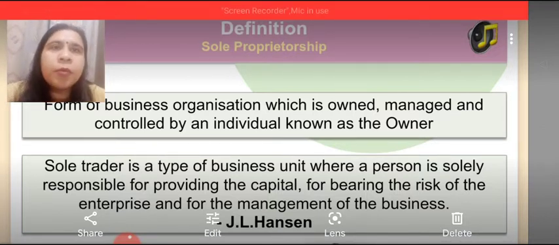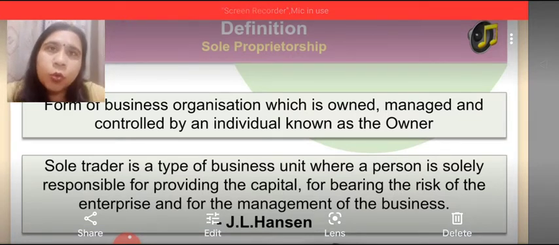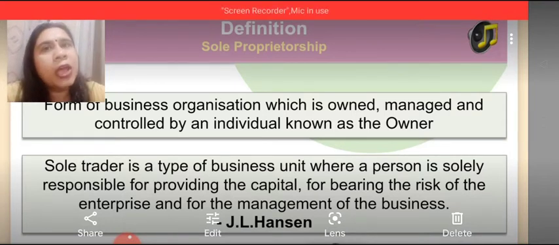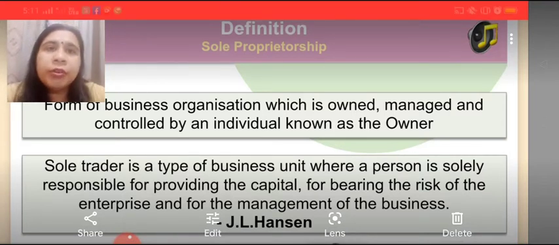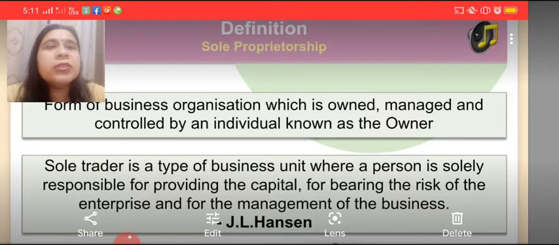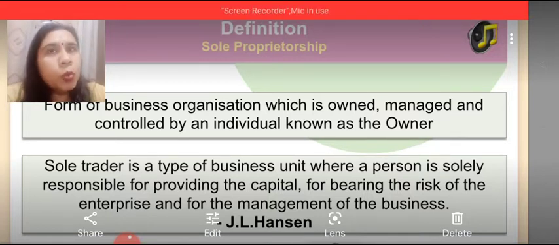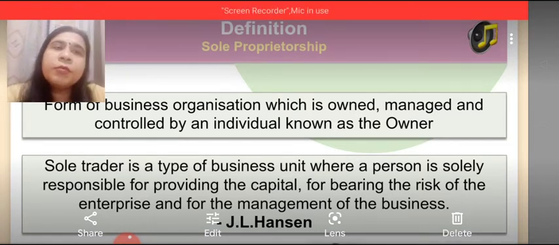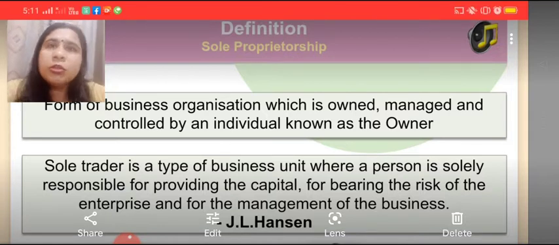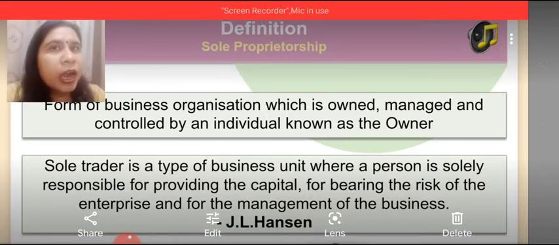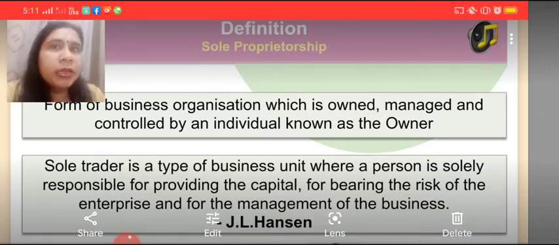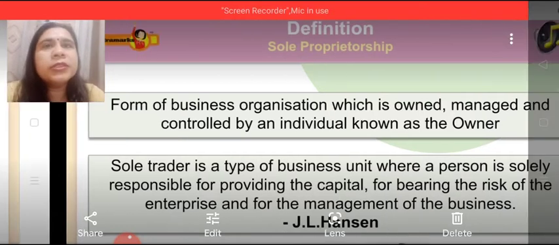So this is that form of business organization which is owned, managed and controlled by an individual who is known as the owner. A sole trader is a type of business unit where a person is alone solely responsible for providing the capital, bearing the risk of the enterprise and for the management of the business. So here we'll be dealing with that form of business organization where a single person is the owner, the manager and the controller of the business enterprise.